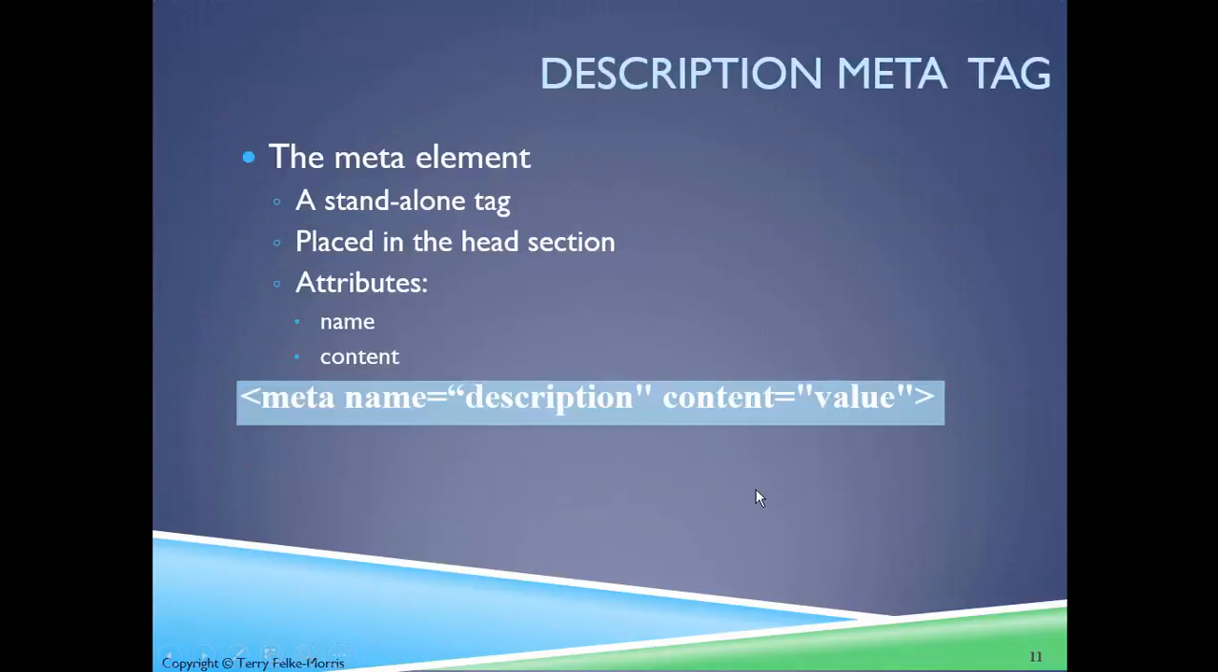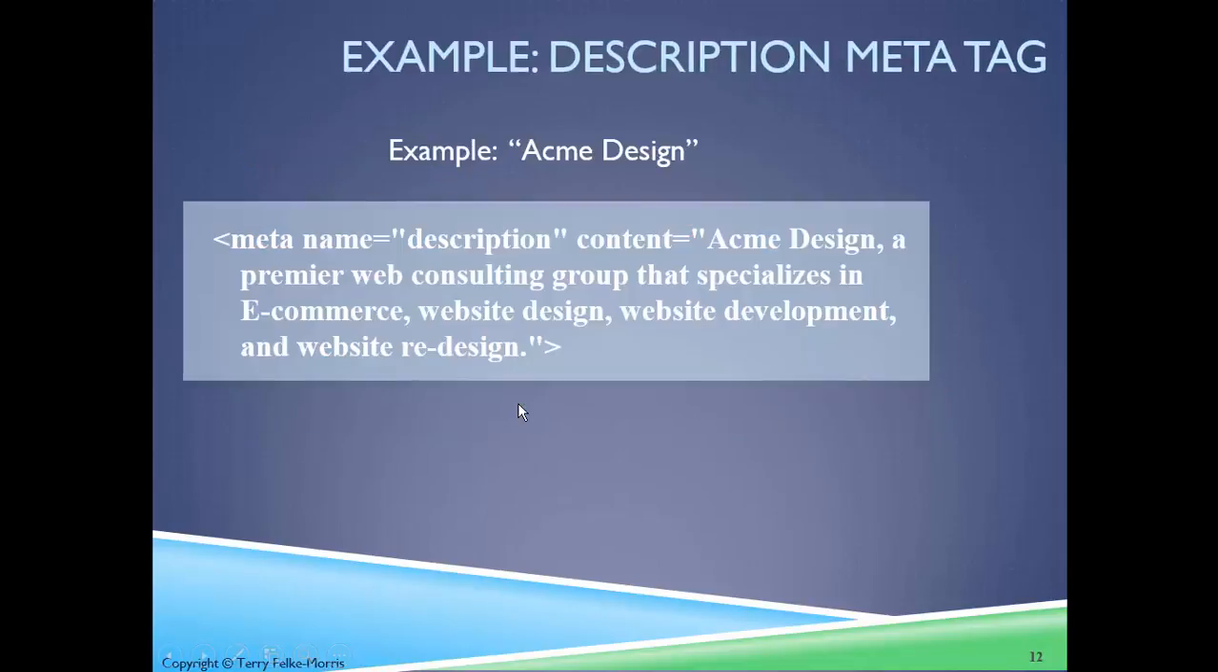All right. So, notice what it says. The meta element is a standalone tag. It's placed in the head section. It has a name, typically, and it has content, so you can have something like description in there. So here's an example. Acme Design, a premier web consulting group that specializes in e-commerce website design, website development, and website redesign. Okay, like they said, about 25 or 30 words.